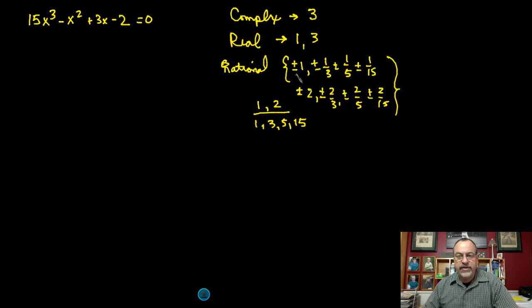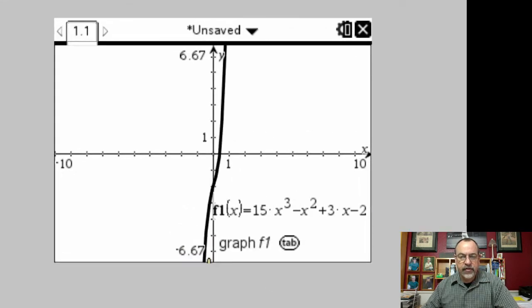Now again, you can see this is quite a few to have to substitute in and to check how many of these are actually zeros. So I'm going to use my calculator. That will cut this list down much quicker. So if I graph this expression, here's the graph, and you'll notice it only crosses in one place, right here. So there's only going to be one real 0. The other two must be imaginary because it doesn't cross anywhere else.